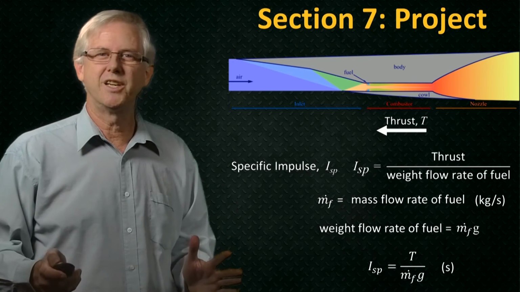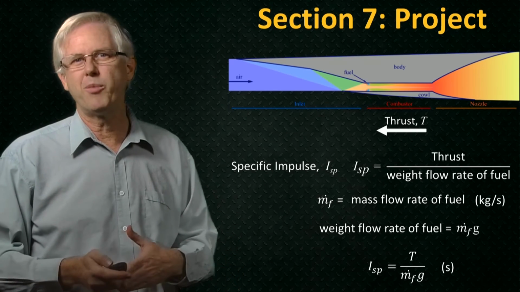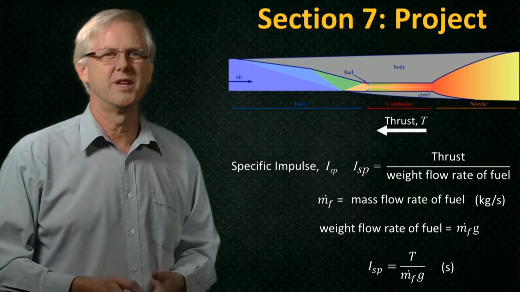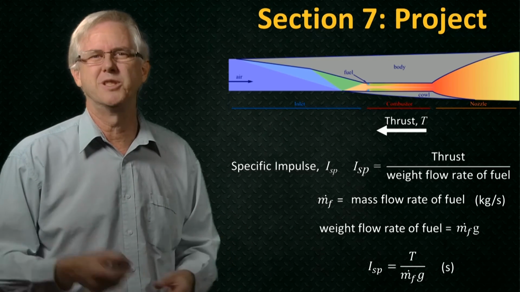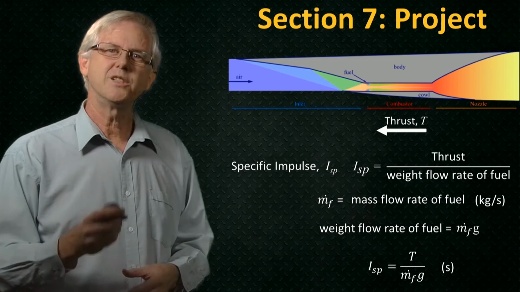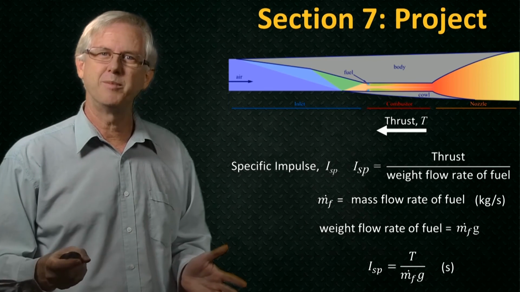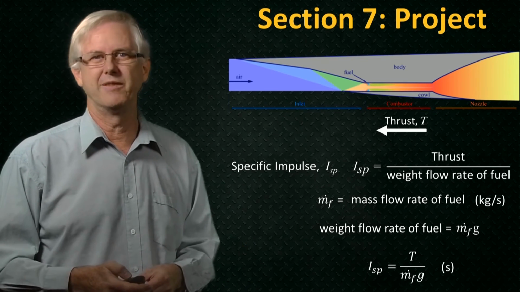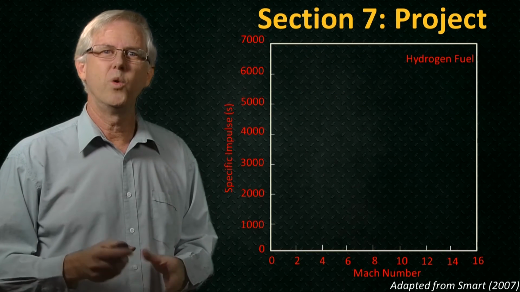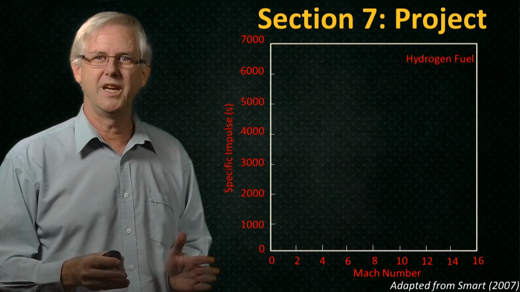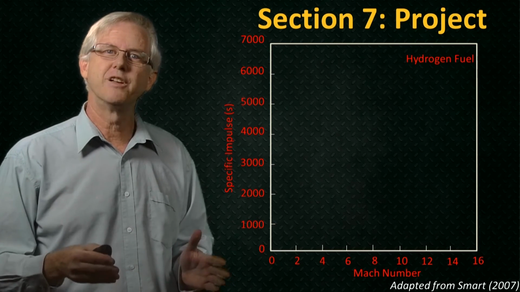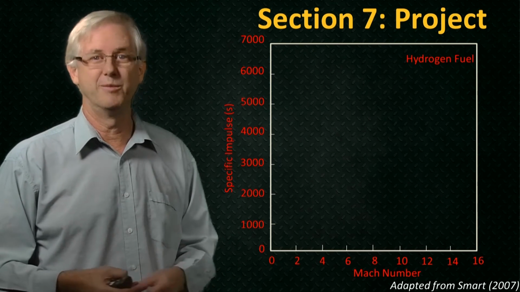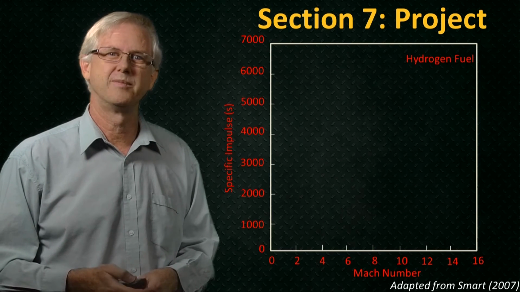We'll restrict our consideration here to engines operating on a fuel of hydrogen. Hydrogen's the best performing chemical fuel in terms of specific impulse. Let's look at the performance of different types of engines in terms of their specific impulse. We'll plot the specific impulse, here ranging from 0 to 7,000 seconds, as a function of the flight Mach number ranging from 0 to Mach 16.